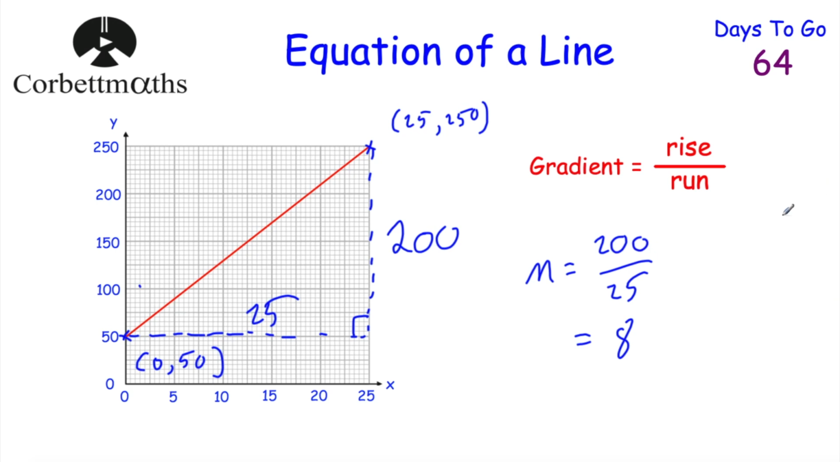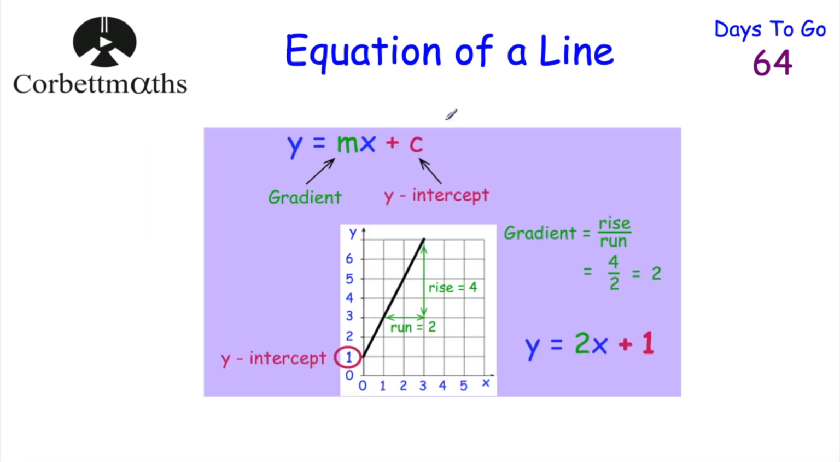Okay, so we've had a look at how to draw linear graphs, and we've looked at the gradient of a line. Now let's look at the equation of a line. So the equation of a straight line is y equals mx plus c, where m is the gradient and c is the y-intercept. So c is where it crosses the y-axis, and m is the gradient of the line.